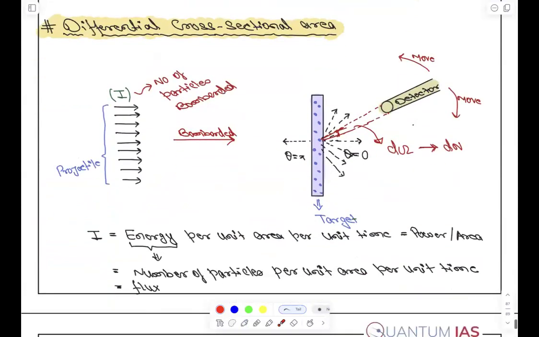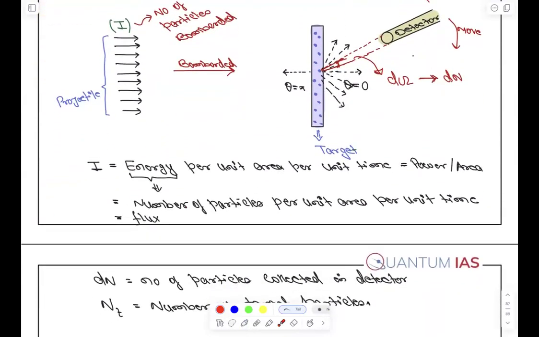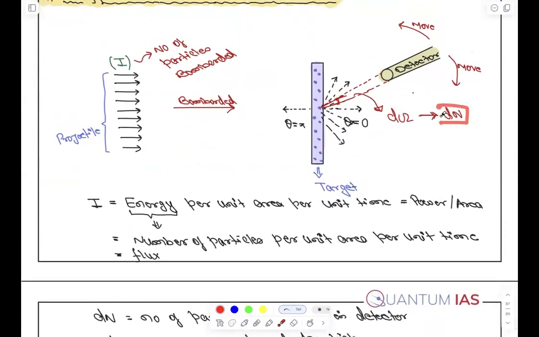This is just a way of representing it. Now tell me one thing, this dn is what? The number of particles collected in the detector at a certain interval of time. The bigger the angle, the bigger the omega will be, and on that basis it will detect. So at a particular interval of time, per unit time, per unit area, this dn is the number collected, right?